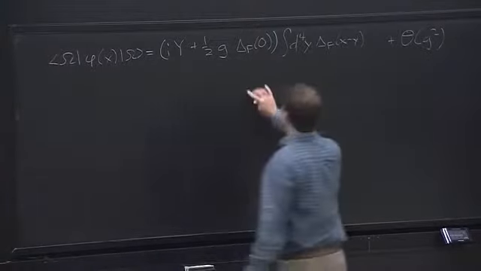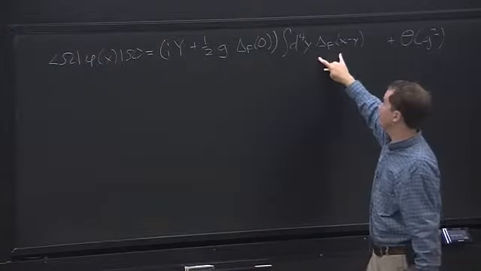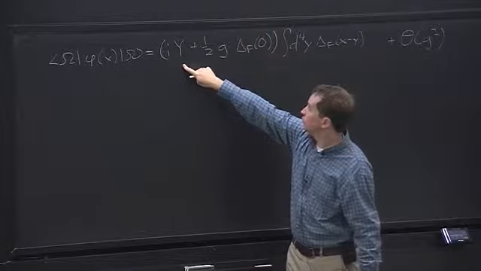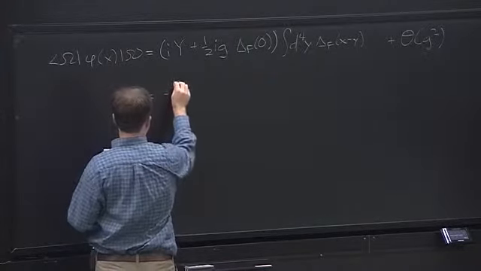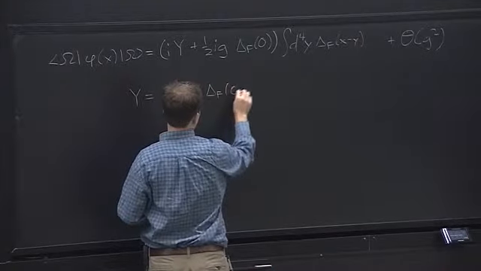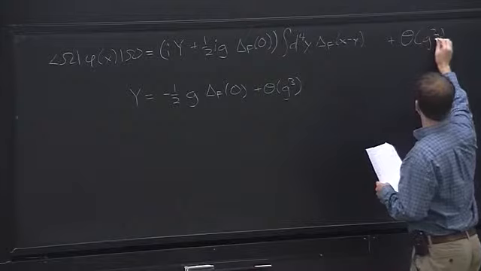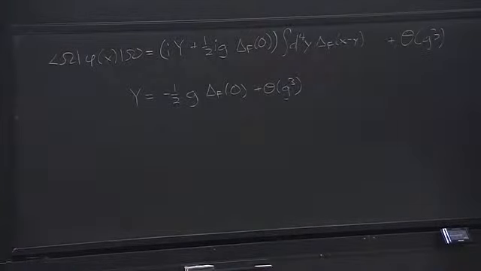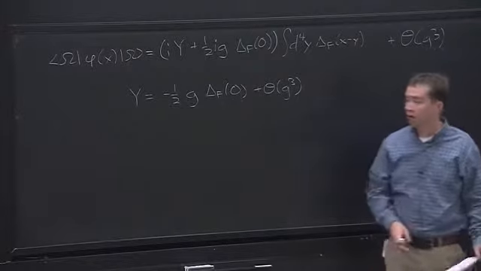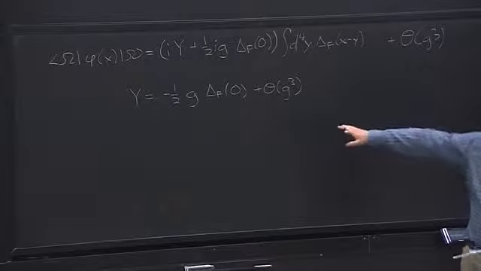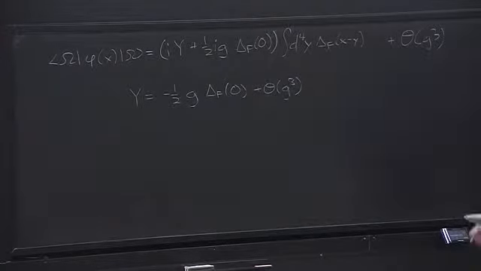And so if this is going to vanish, we can't do anything about the integral. So we need to set y, there's an i here, to be equal to minus 1/2 g Δ_F(0), up to order g cubed. There's no g squared corrections, as we can see, because the next order diagrams we can draw are order g cubed. So this is our result. We have to impose this in order to do perturbation theory beyond leading order in this φ cubed theory, and impose the conditions we needed for the LSZ formula to work.